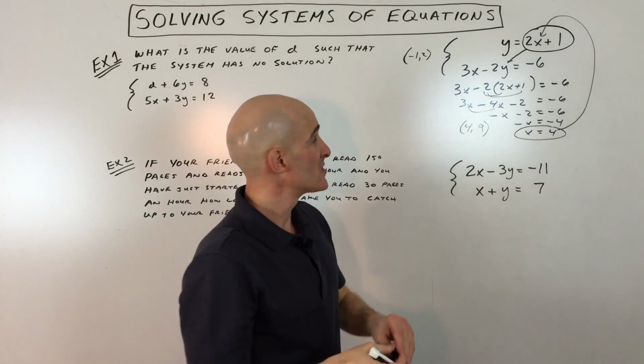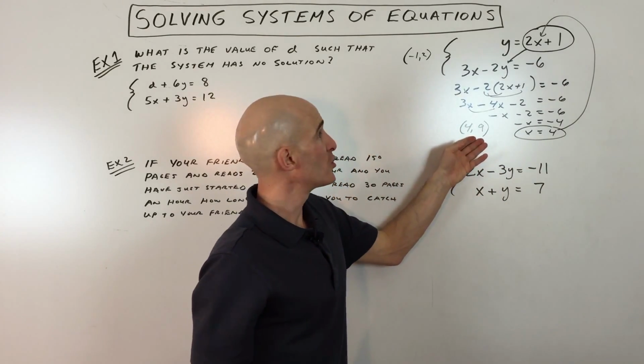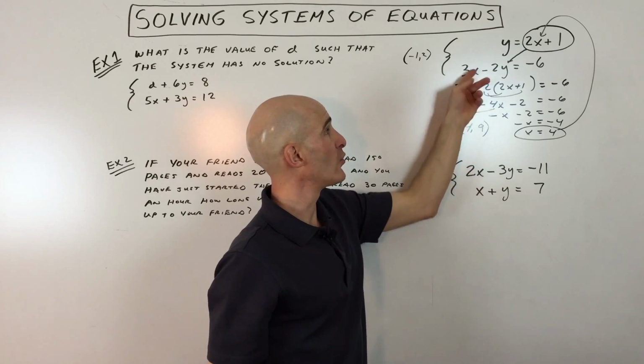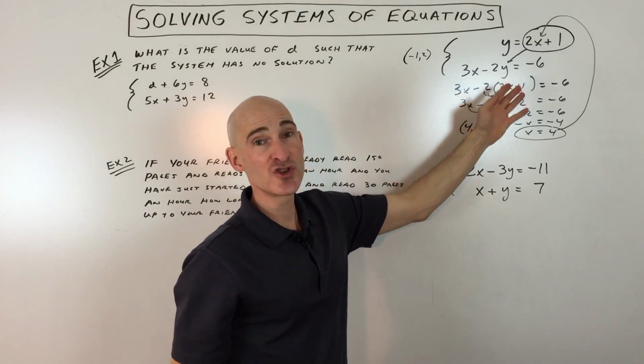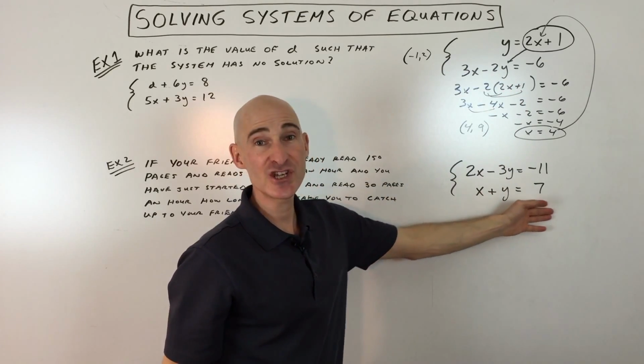Now again, if this was given as one of the solutions, you could go ahead and back substitute to see if it makes both equations true, and you can verify that that is the correct answer. So that's called the substitution method. The other method is called the elimination method.